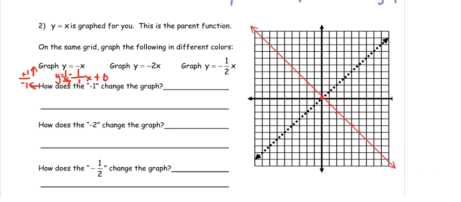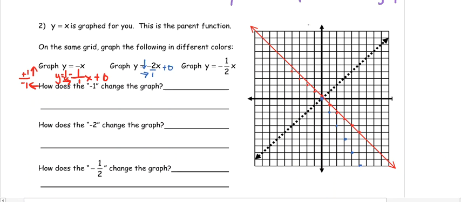Now let's do the next one in blue. This is going to be negative 2 over 1 plus 0. Before we go down 2, we have to plot the y-intercept, which is 0. And we're going to go down 2 to the right 1, down 2 to the right 1, and keep repeating that.